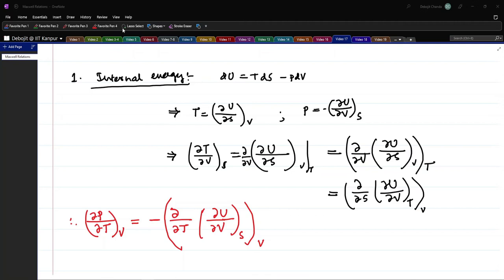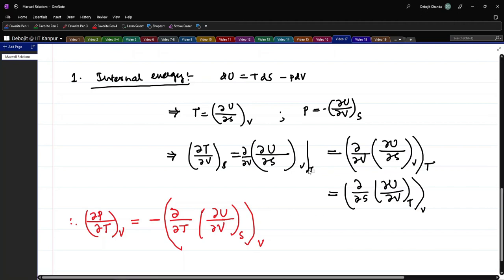Okay, so I have made a small mistake here. This will not be T, rather this will be S, because we are taking the derivative with respect to V, so S will be constant. T is not an independent variable in this case. So this will also be S and S. And we can see that these equations also need to be modified.